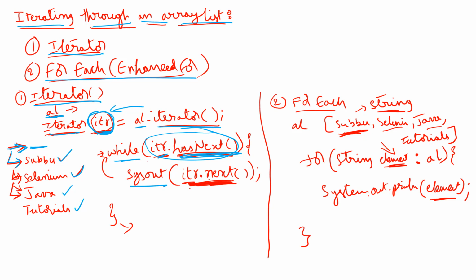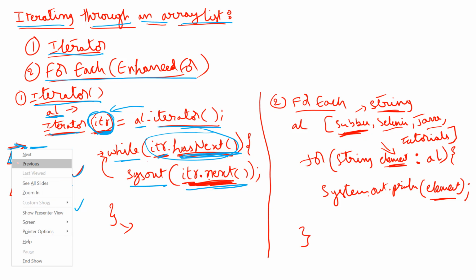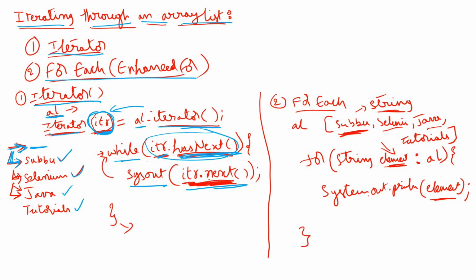So we can access that element using itr.next. That means now it comes and accesses this element. Again, it goes and checks whether it has any next element or not. Yes, we have the next element, Selenium. So using itr.next, it comes and accesses this element. So like this, using an iterator, we can access the elements of a collection.